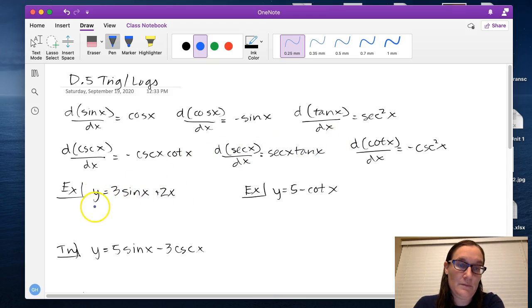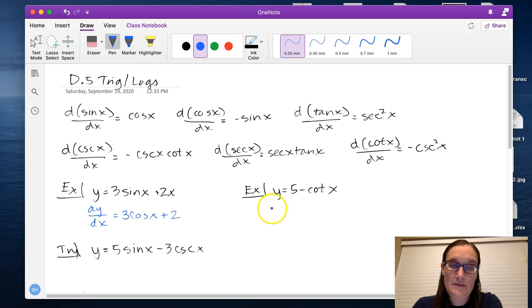So in the example, a coefficient on the sine is going to stay there when you take the derivative. So the 3 is going to stay there. Derivative of sine is cosine. Derivative of 2x, the 2 stays there. Derivative of x is 1.